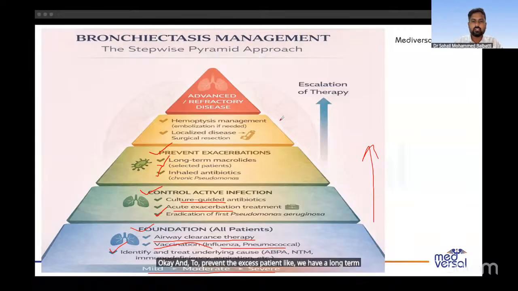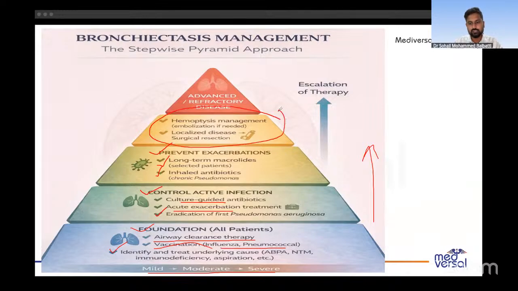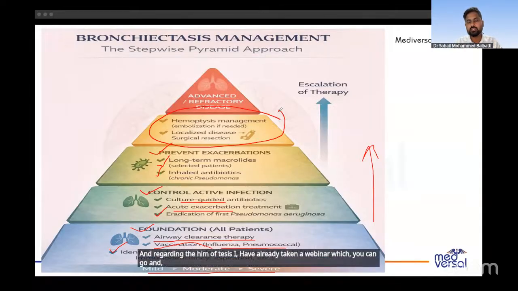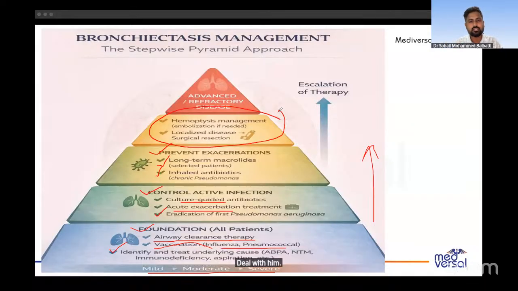And in advanced or refractory disease, we have one important complication, which is hemoptysis. Regarding hemoptysis, I have already taken a webinar, which you can go and watch on the YouTube channel of Mediversal Academy, on how to deal with hemoptysis, massive hemoptysis. I have covered all the aspects of hemoptysis, how to manage with bronchoscopy, how to manage with medications. That webinar will help you to understand the management of massive hemoptysis in a bronchiectasis patient.